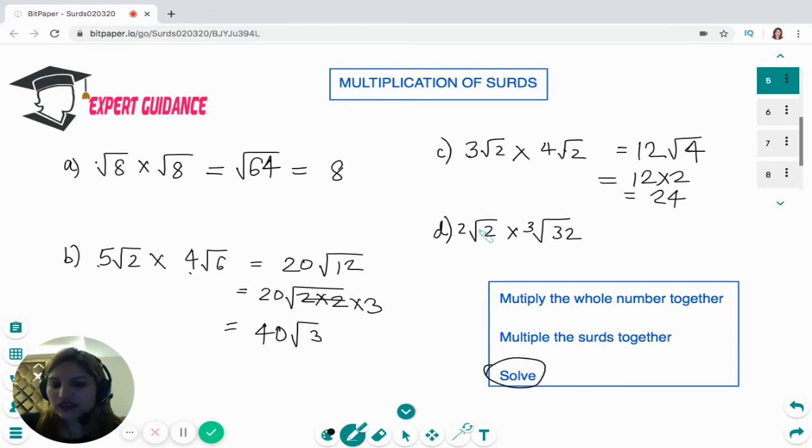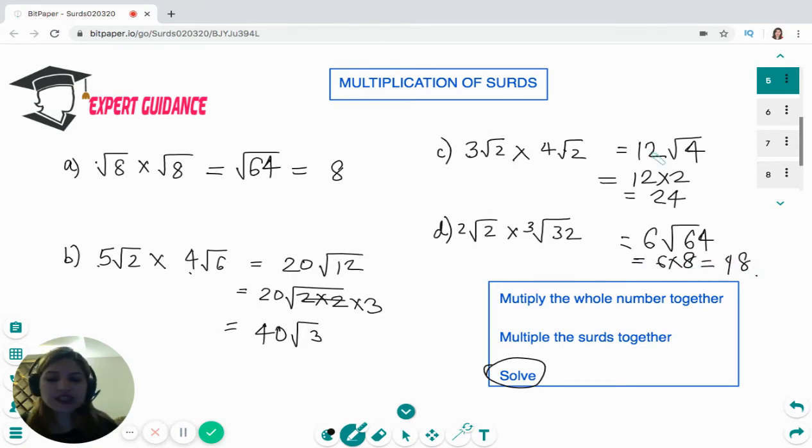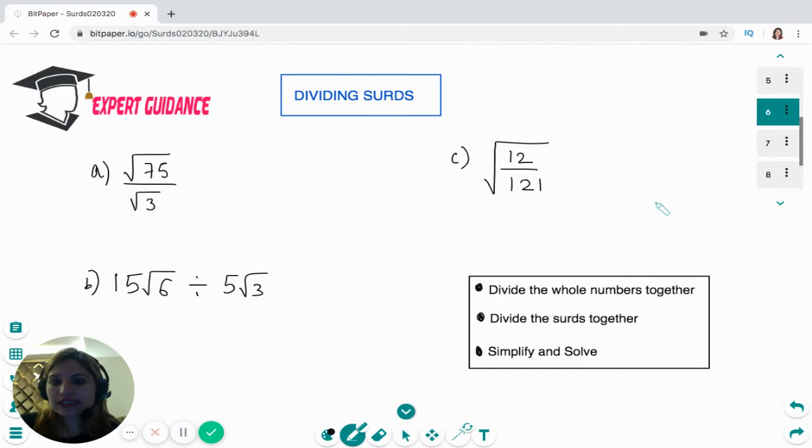Let's try this question. 2 times 3 is 6. 32 times 2 is 64, and 64 can be written as 8 times 8. The pair we can strike out. So it's 8 times 6, which is 48. Okay, so I hope this multiplication of surds is clear to you.